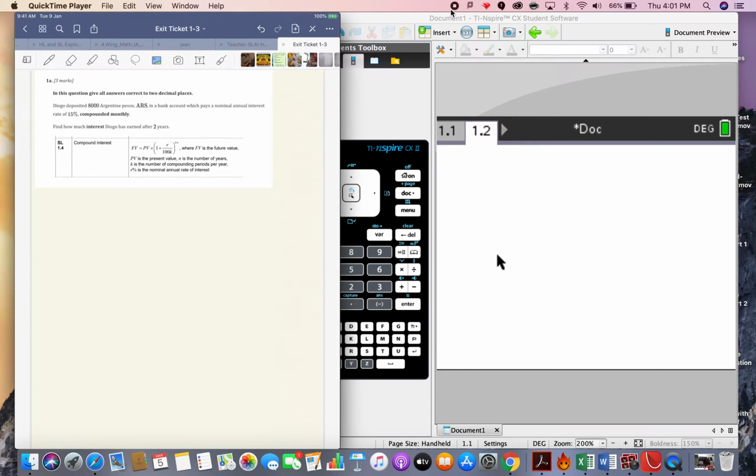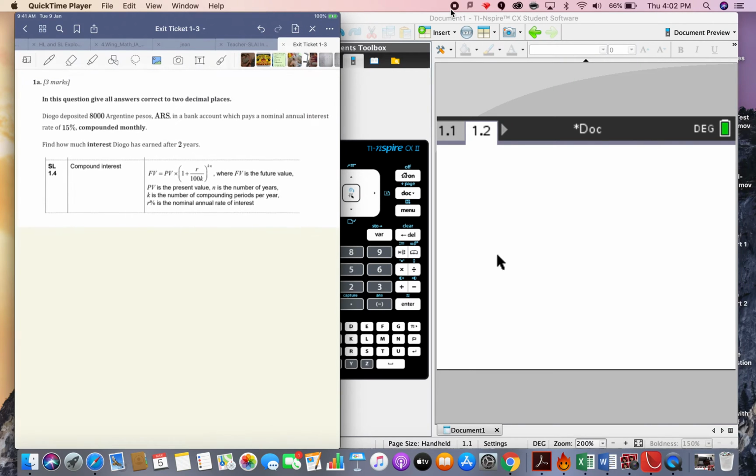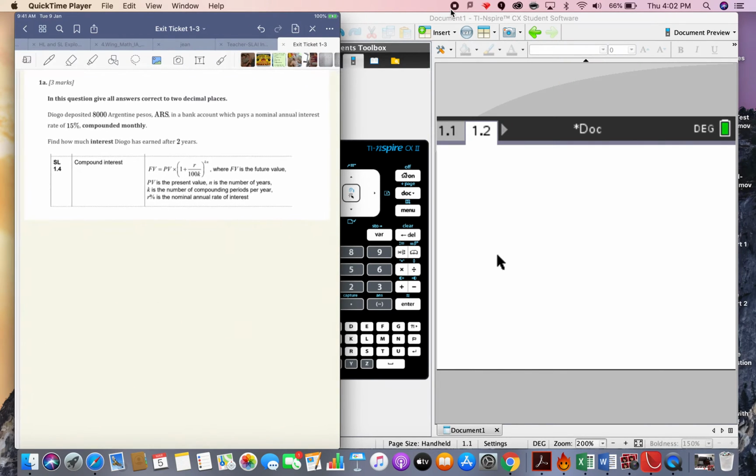Okay, so for this question, it's compound interest. You've got quite a lot of details here. I've got an extra page for it here. So there's a compound interest formula, but of course we've got Finance Solver on the calculator as well. So we'll try and do it both ways, okay?